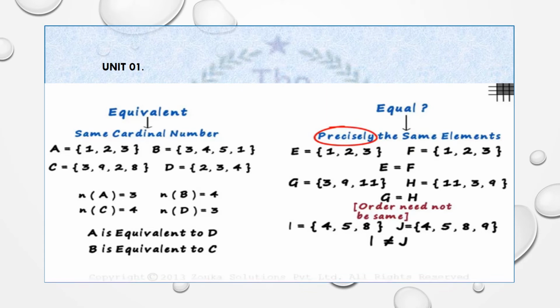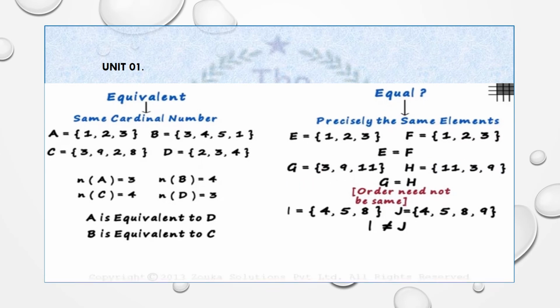When I say precisely, this is what I meant. Same elements and the same number of elements. Now look at these two pairs of sets which are equal. Cardinal number of E is equal to the cardinal number of F. Cardinal number of G is equal to the cardinal number of H. Remember, two sets that are equal will always be equivalent.